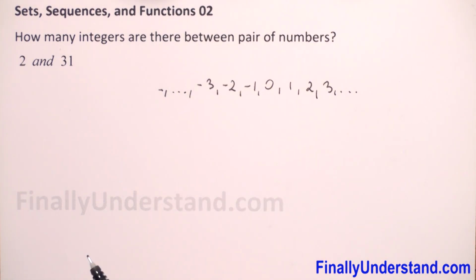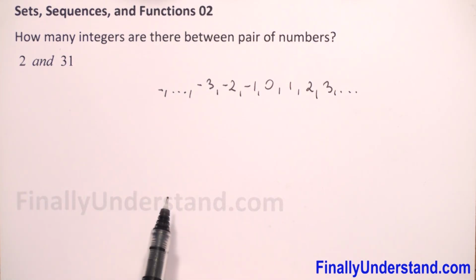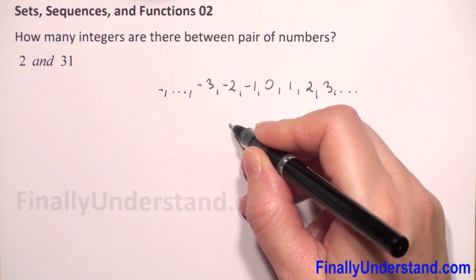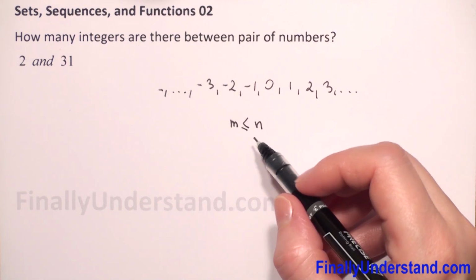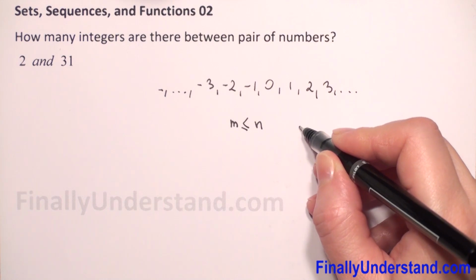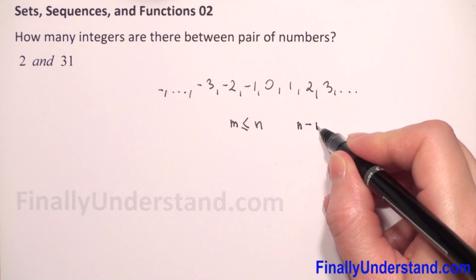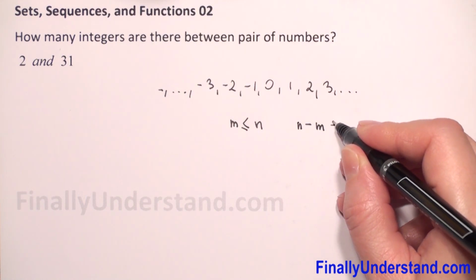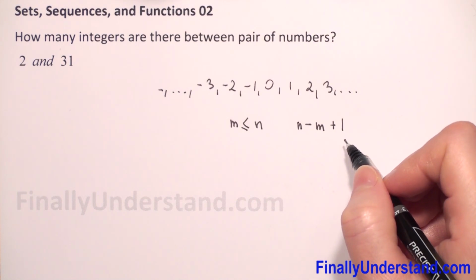When we have the word between, it means we have to include both ends of the range. To find how many integers we have between 2 and 31, we can always list all these numbers and count, but we have a very easy way. We will just use the formula: when we have integers m less than or equal to n, we just count by using the formula. From the largest number, we subtract the smaller, and we always add 1. Why do we add 1? Because both ends we have to include.